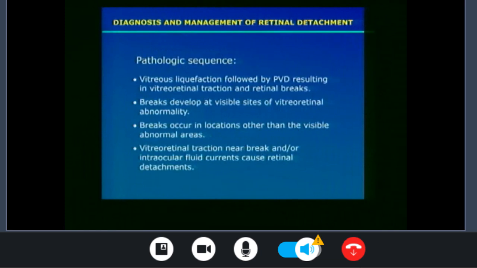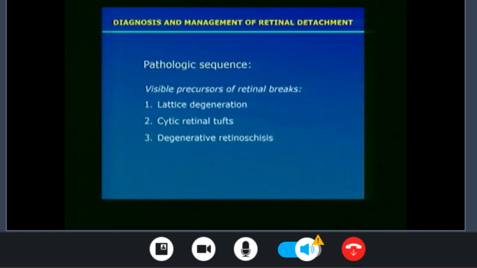So what happens? There is vitreous liquefaction followed by BVD, resulting in vitreoretinal traction and retinal breaks. And breaks can develop at visible sites of vitreoretinal abnormalities such as lattice degeneration, but breaks can also occur in an area of the retina that looks normal. Vitreoretinal traction near a break and/or intraocular fluid currents will cause retinal detachment.